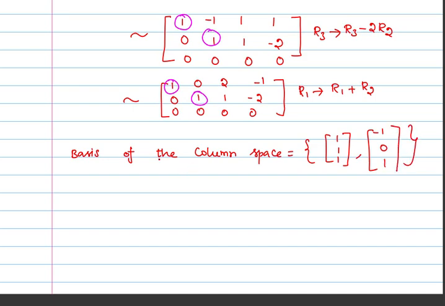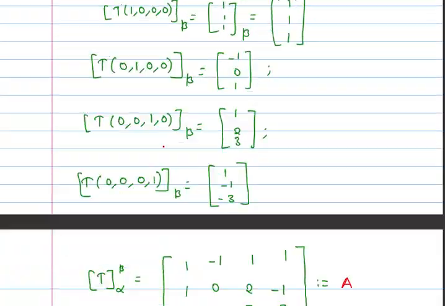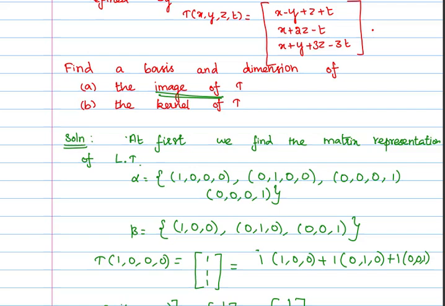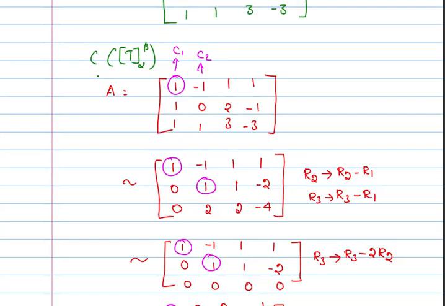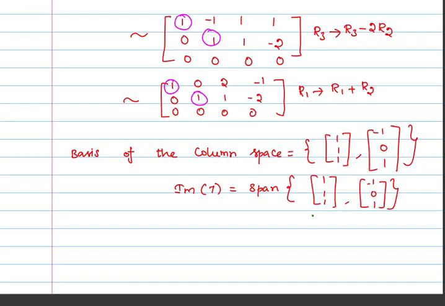But the question is to find the image of T. So the image of T is nothing but the span of the column space, correct? The span of 1, 1, 1 and minus 1, 0, 1. This is my image of T. So my first problem is completed, correct? So these two vectors are the basis of the image of T.